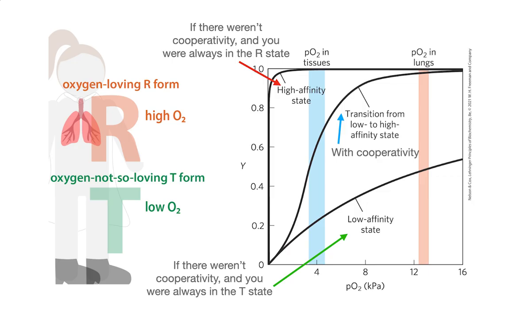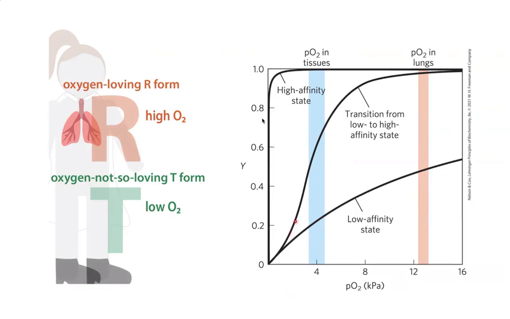And then in your toes, you're going to be in that T form. So if you have no oxygen, then you have a little oxygen bind. That's going to increase the binding affinity for further oxygen. So you're going to quickly saturate. Then when you're in your lungs, you're going to stay at that very high percentage.